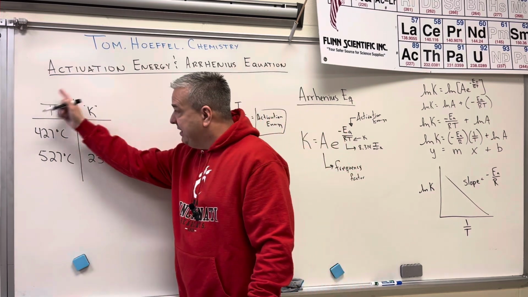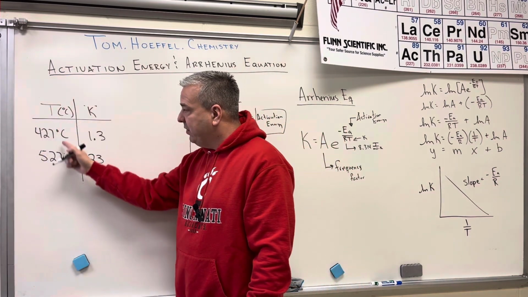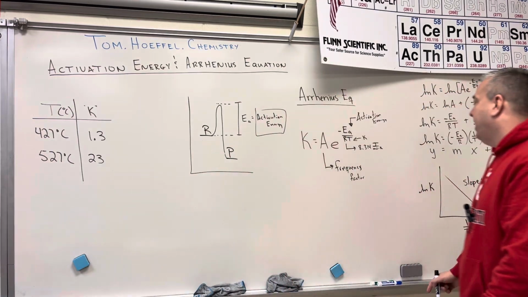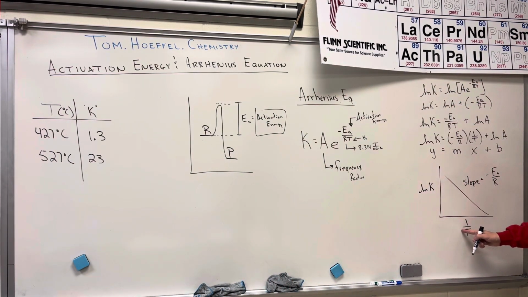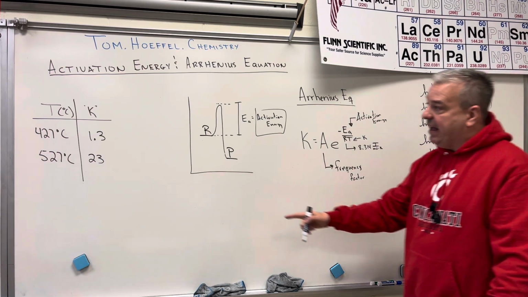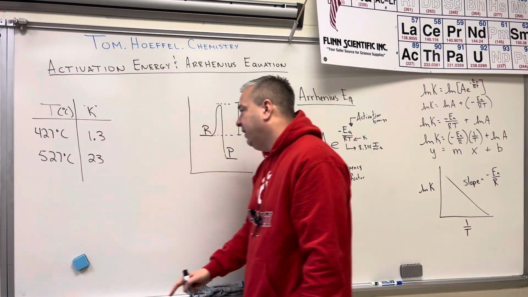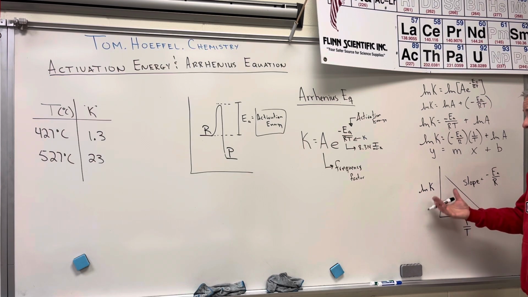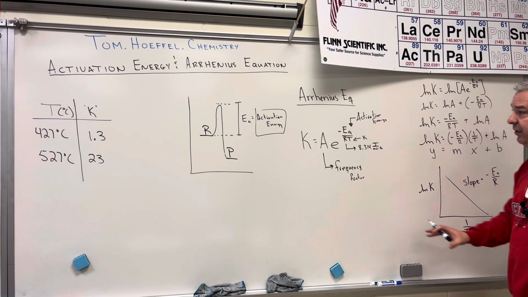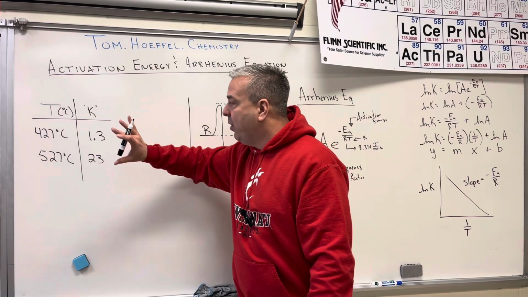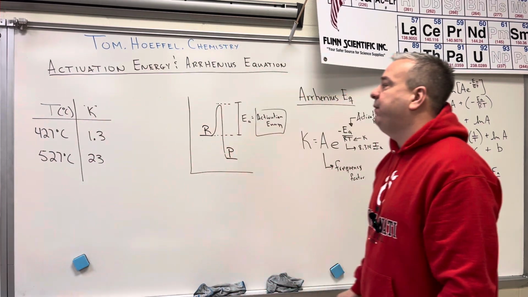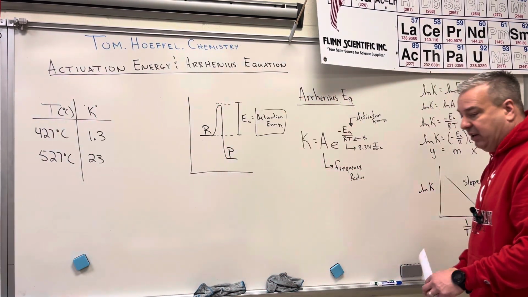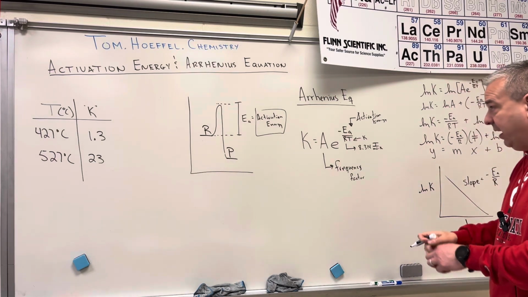So now, in this data over here, the temperature is in degrees Celsius, and we said that the temperature has to be in Kelvin, and it has to be inverse Kelvin. In addition, I have the rate constant over here, but I actually need that as the natural log of the rate constant. So I have to do the natural log of K. So I have a little bit of math that I need to do with my data set in order to figure out the activation energy for this particular reaction.